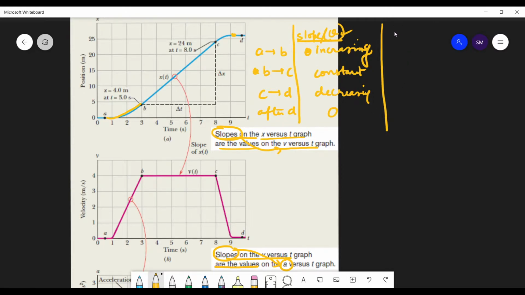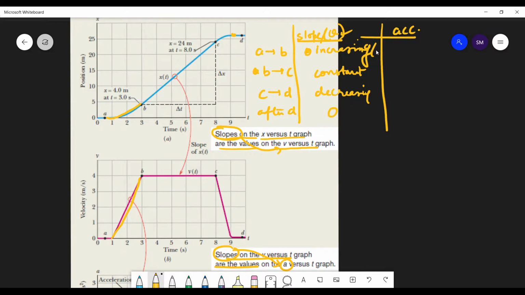Okay. Now what about acceleration? Acceleration is the slope of velocity. So here the slope from A to B was increasing. But increasing how?